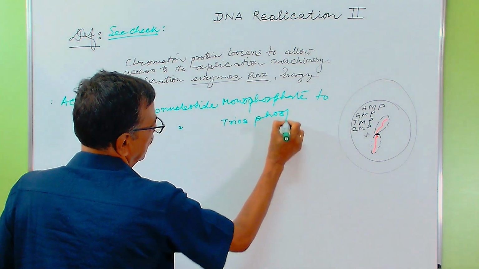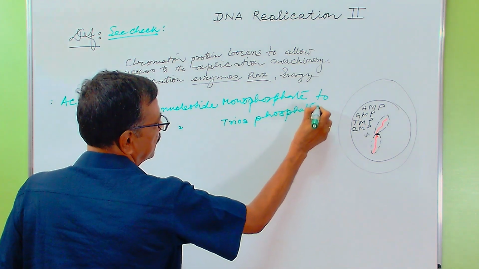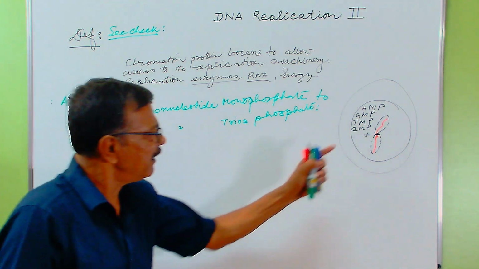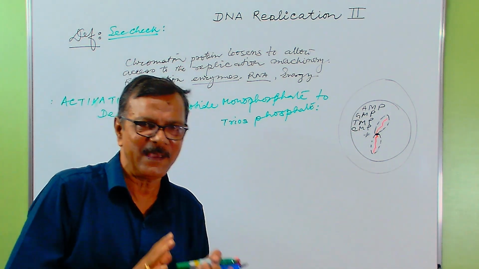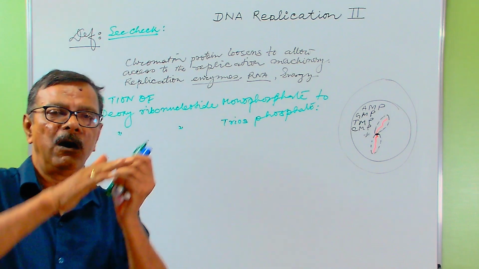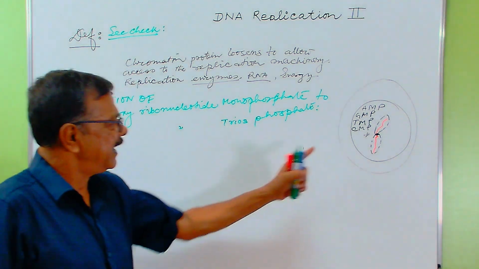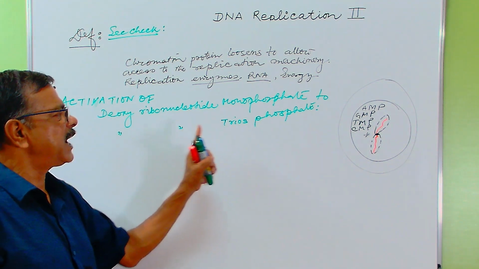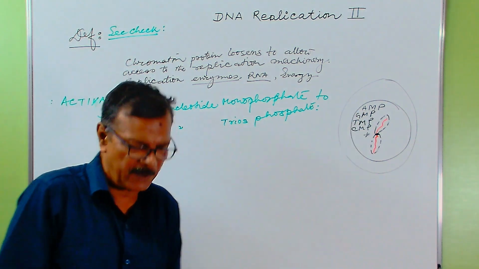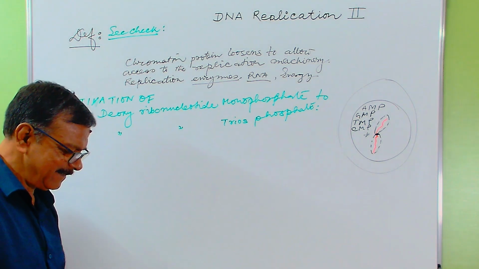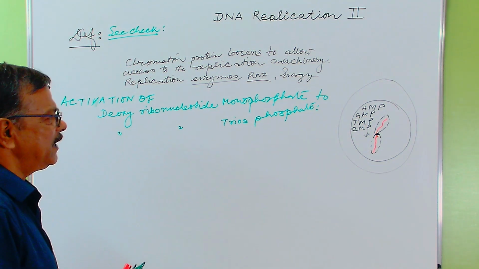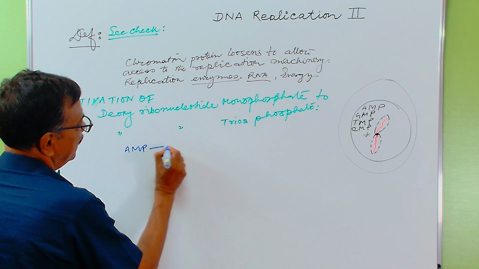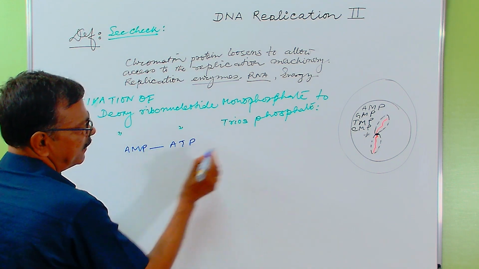Triose phosphate for supply of energy. So whatever AMP, GMP, TMP, CMP are there in the nucleus or in the nucleoplasm, they get converted to deoxyribonucleotide triose phosphate. From AMP, what will be there? ATP will be produced.